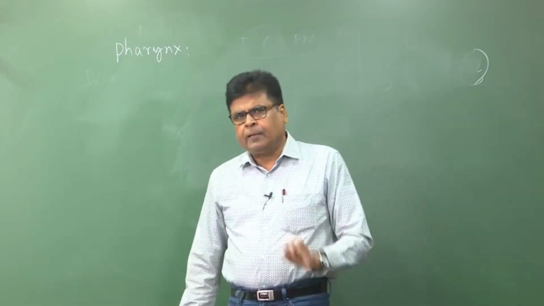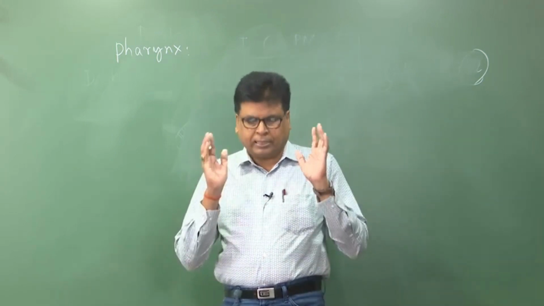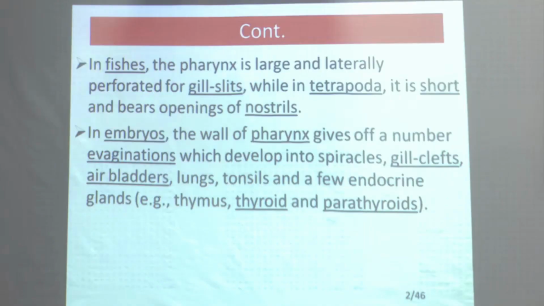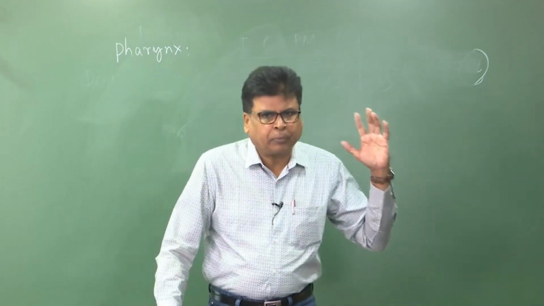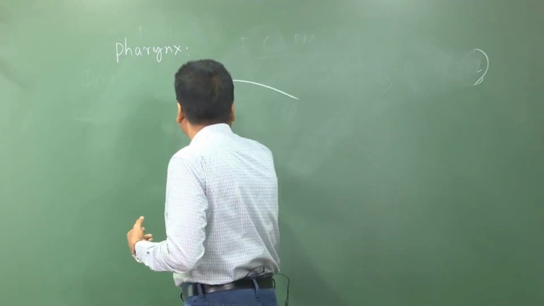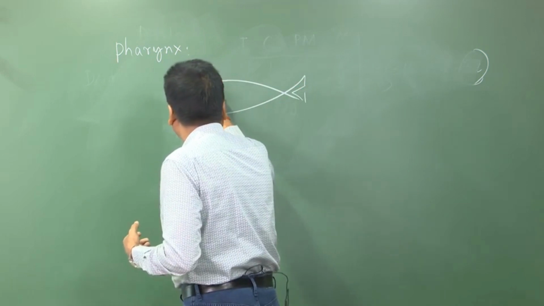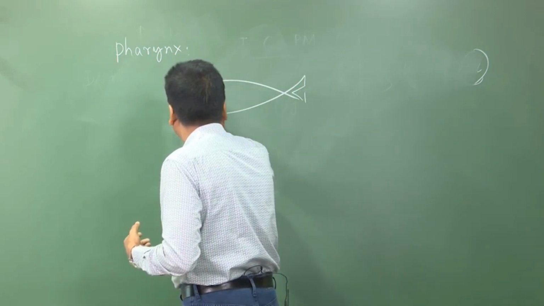So, now we see the case of fishes. As this is a comparative anatomy class, I can again say that in case of fishes, the pharynx is large and laterally perforated by gill slits. Okay, while in tetrapods it is short and bears the opening of the nostril. So, in case of aquatic animals, the pharynx possesses gills laterally. For example, this is a fish, and in the fish, this is the operculum, and this part is the pharyngeal region.